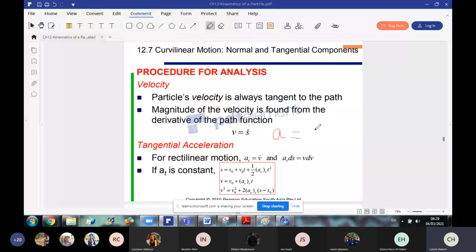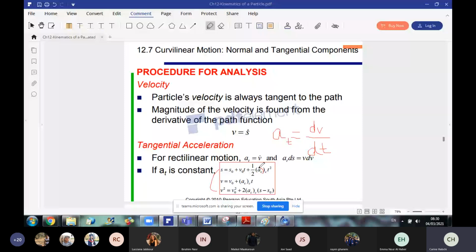But from now on, when you have a curved motion, you should specify dv by dt is not the total acceleration, it is at. Okay? So when you are working in curvilinear motion, dv by dt is at, and in case I have constant at, I can apply all the relations we developed together before, for example, s equals s0 plus v0t plus half a constant t square. This constant acceleration means at, a tangential.